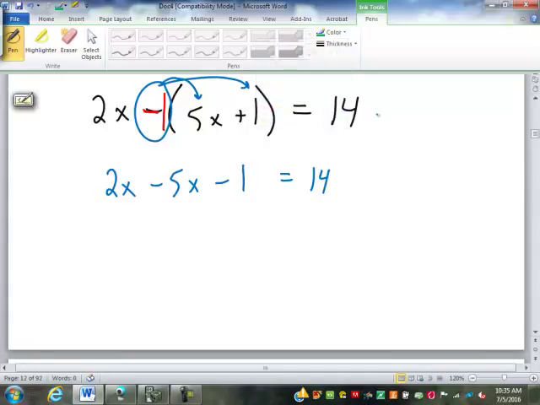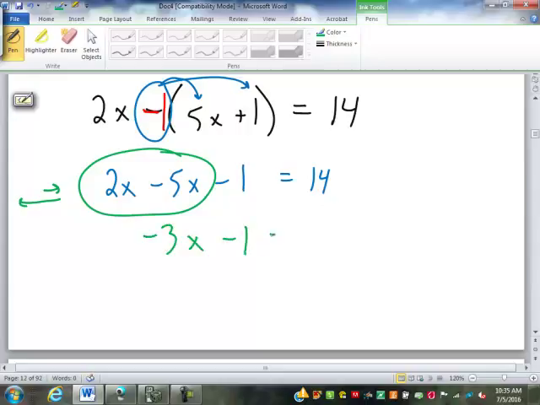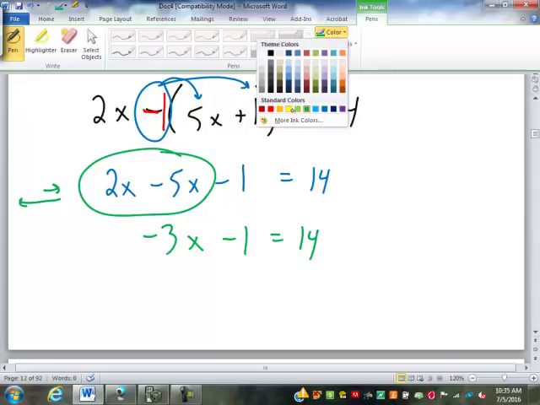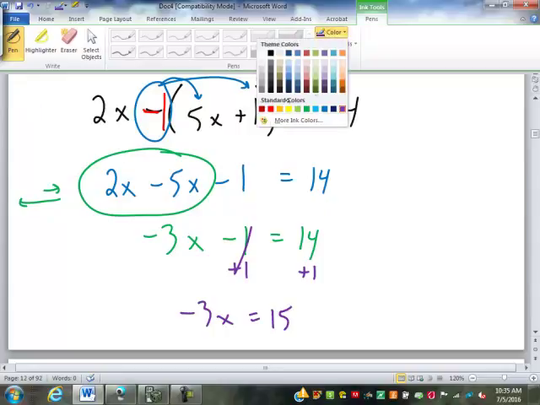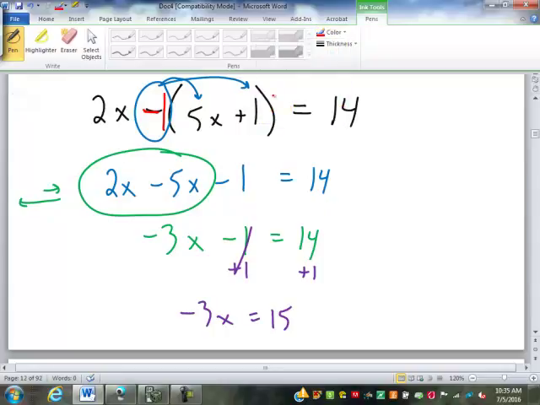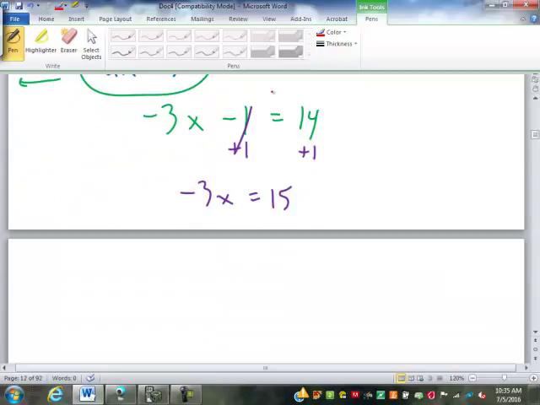Now what? 2x and negative 5x make, positive 2, negative 5 make negative 3x minus 1 equals 14. And then add 1. Negative 3x equals 15. And then divide by negative 3. X equals a negative 5.